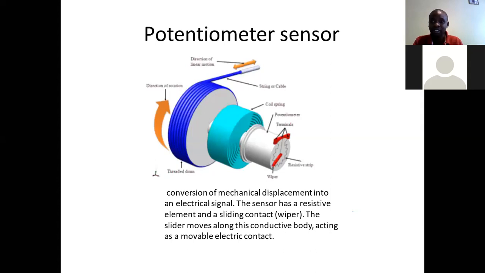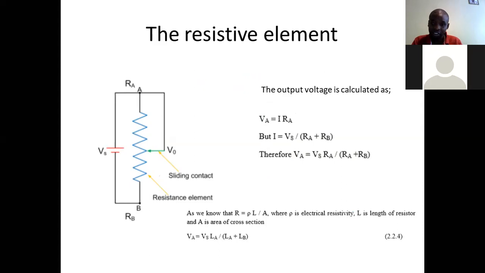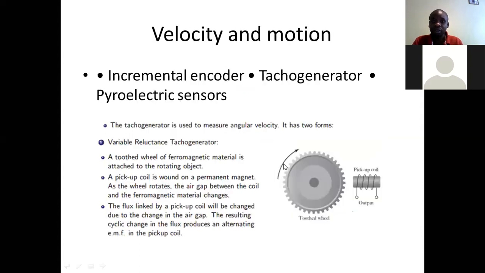The potentiometer changes displacement into an output voltage using Ohm's law. We're able to explain this one here. Then we have looked at a tacho generator, which is able to change velocity into, again, an output voltage in the form of EMF. This one uses a change in inductance of this coil here, as the velocity changes the gap between the two, the air gap.